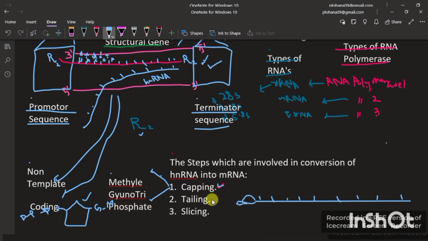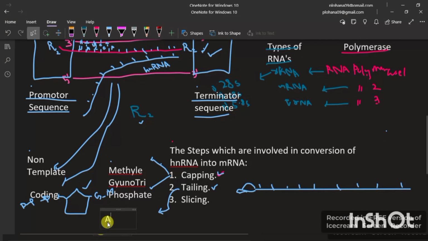Now the second process is what? The second process is tailing. So what will tailing be done of? Let's see. Tailing will be done of adenylate acid. Wait, let me write here. Adenylate.